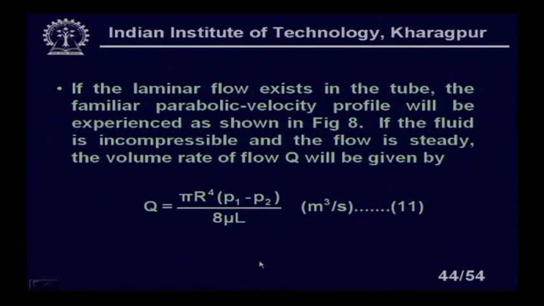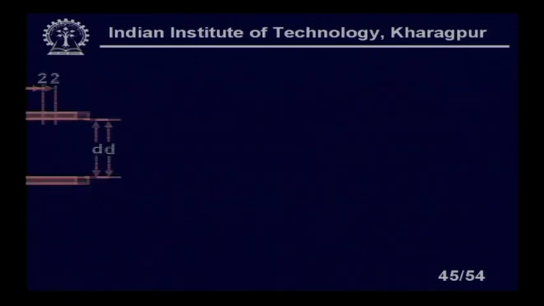If laminar flow exists in the tube, the familiar parabolic velocity profile will be experienced as shown in figure 8, and if the fluid is incompressible and the flow is steady, the volume rate of flow Q will be given by Q = pi r to the power 4 (P1 minus P2) by 8 mu L, that is meter cube per second, right.